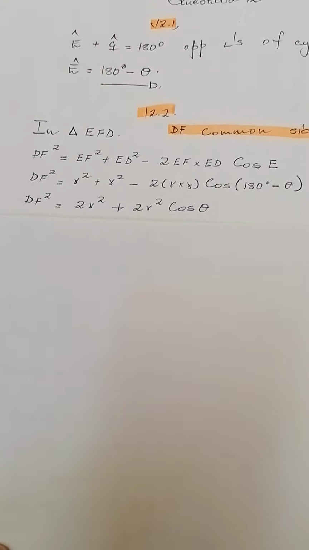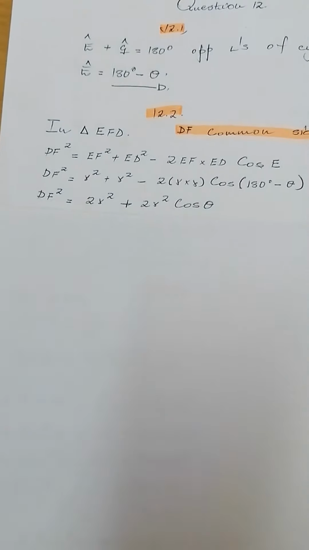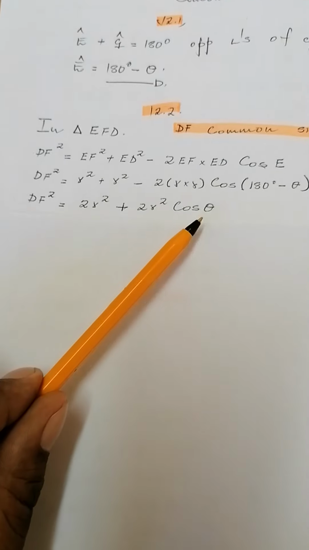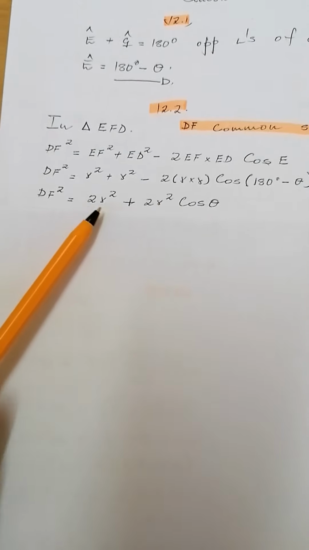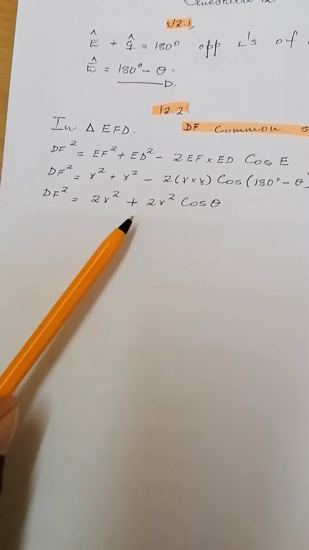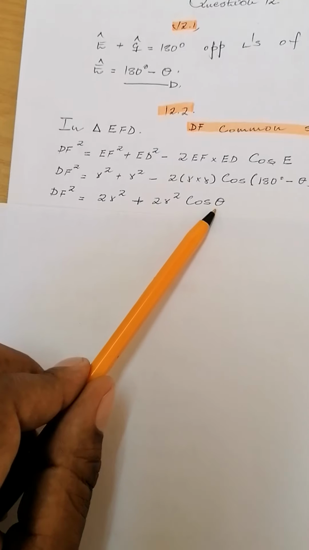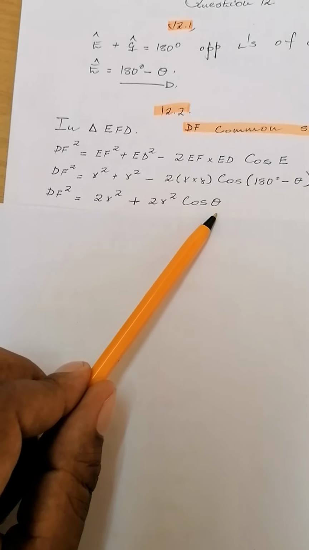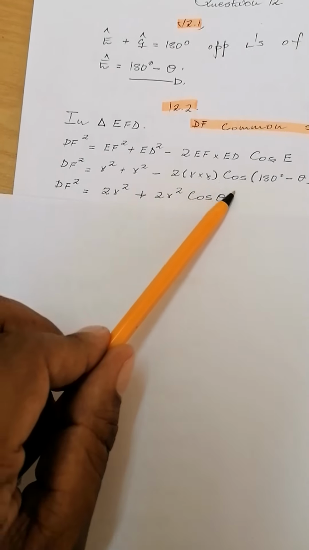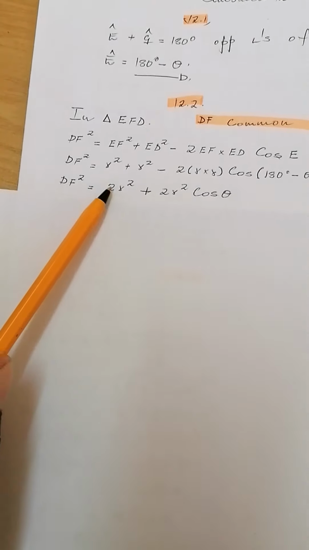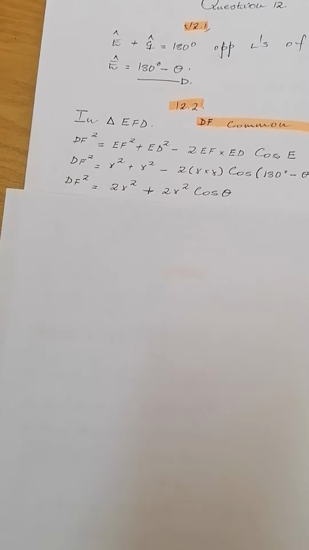Simplify. 2R squared plus 2R squared multiplied by cos theta. Folks, never make the mistake of adding these two because you don't know the size of that angle, meaning that this now becomes unknown to you. You can't add 2R squared plus 2R squared. Please never make that mistake.